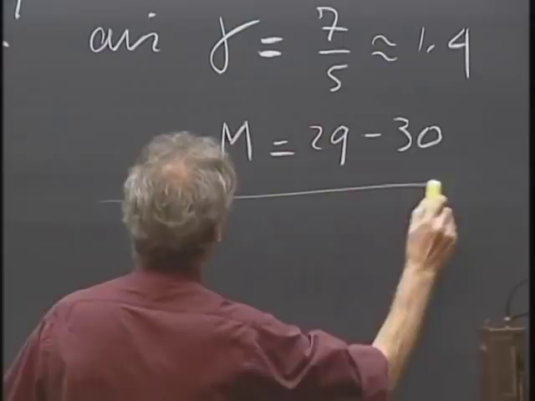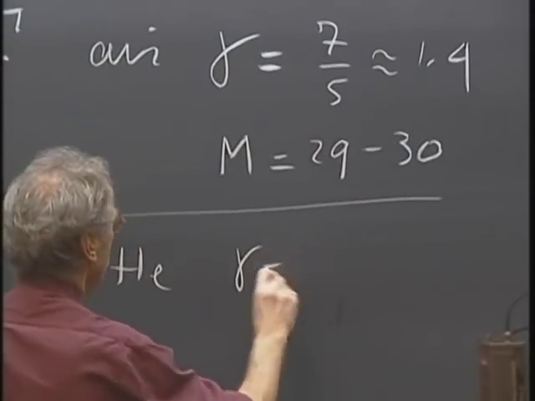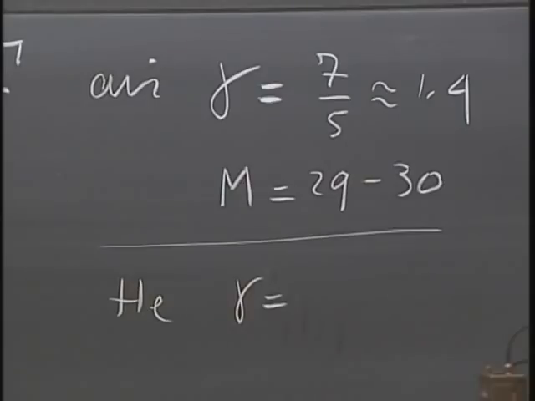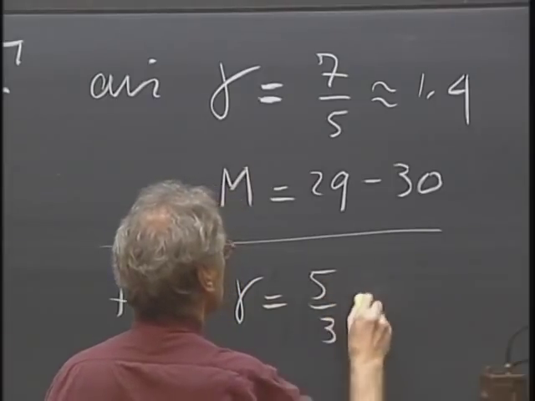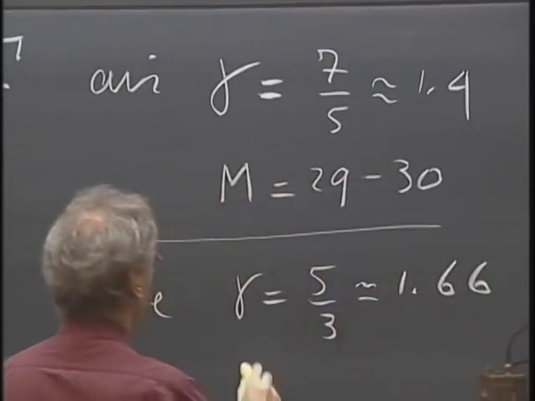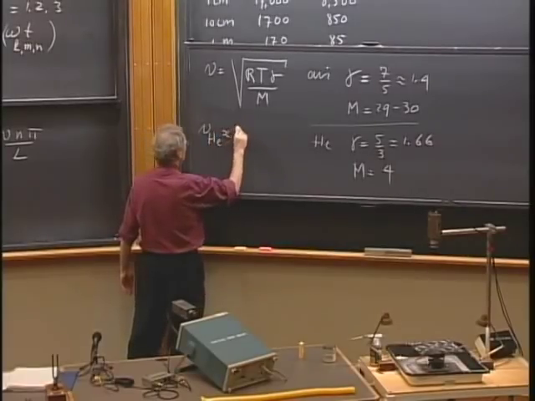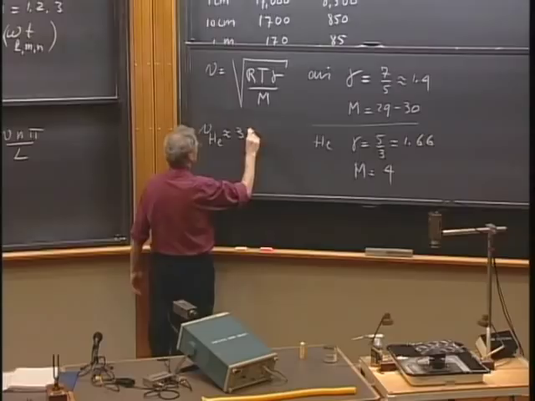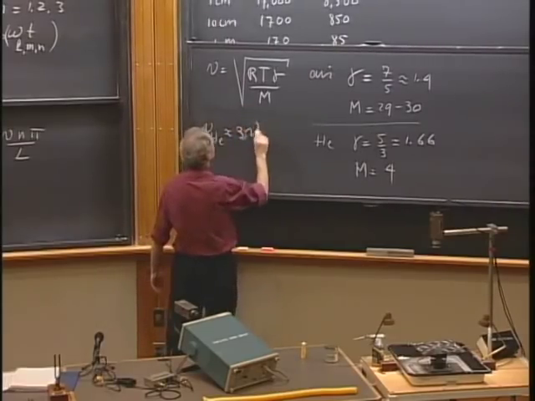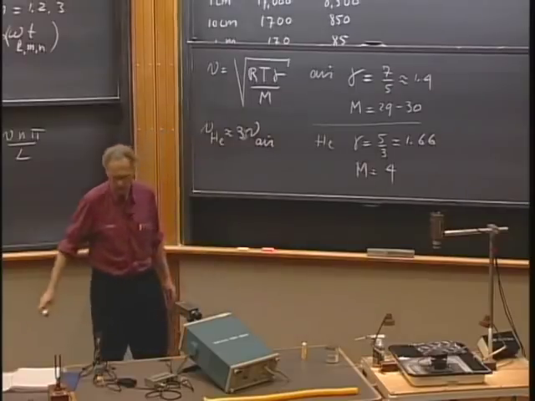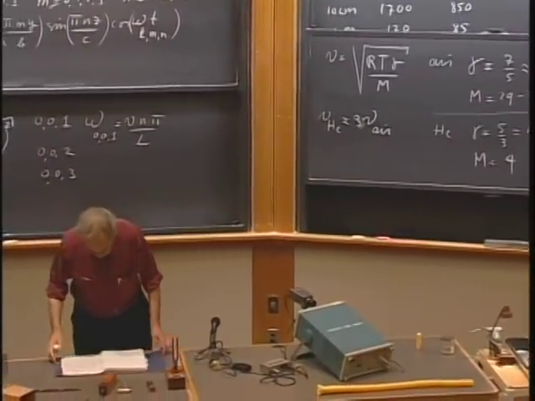So now suppose we do the same for helium. Now helium is a monoatomic gas. And for a monoatomic gas, gamma is about 5/3, which is about 1.66, but the molecular weight, which in this case is atomic weight, helium is just a single atom, is 4. And consequently, the speed of sound in helium is roughly 3 times the speed of sound in air. You can just substitute those numbers in there, and you will find that it's about 3 times higher.